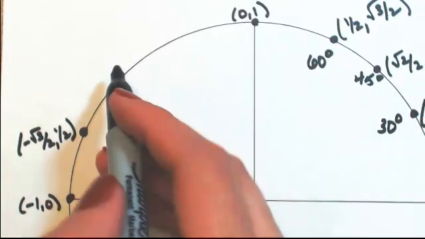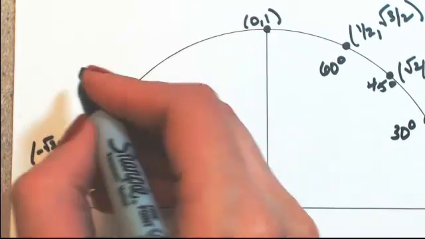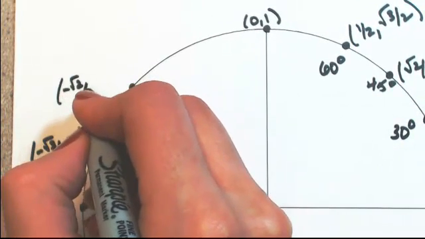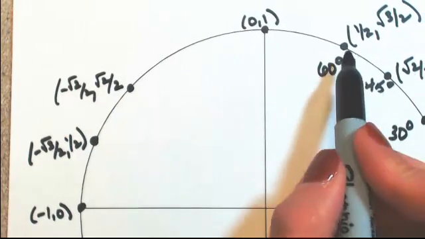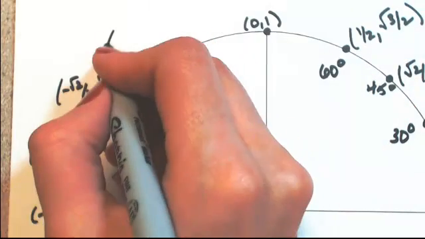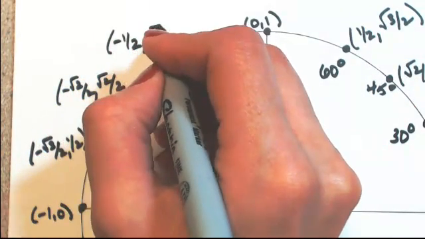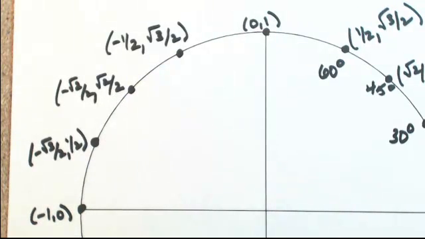Reflect the 45 degrees. So again, the x will become negative. Okay, do the same thing with the 60 degrees. Again, x becomes negative. Okay, so there's the second quadrant. We'll fill in the angles in just a few minutes.